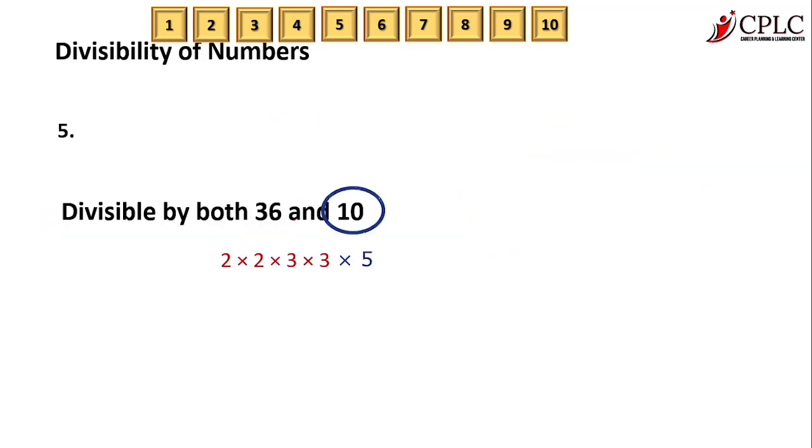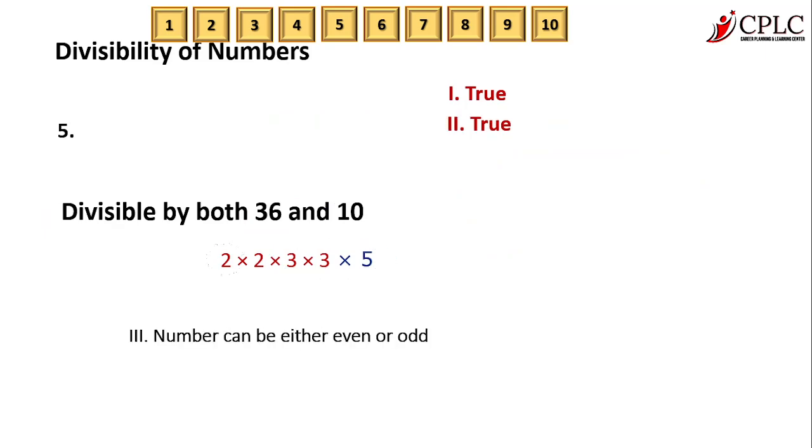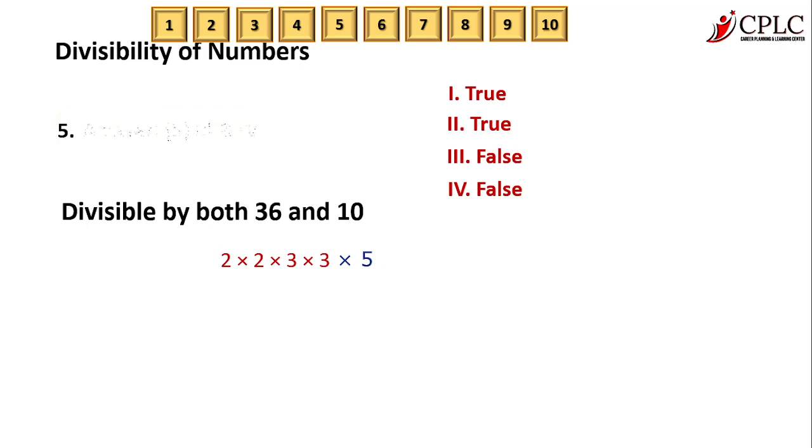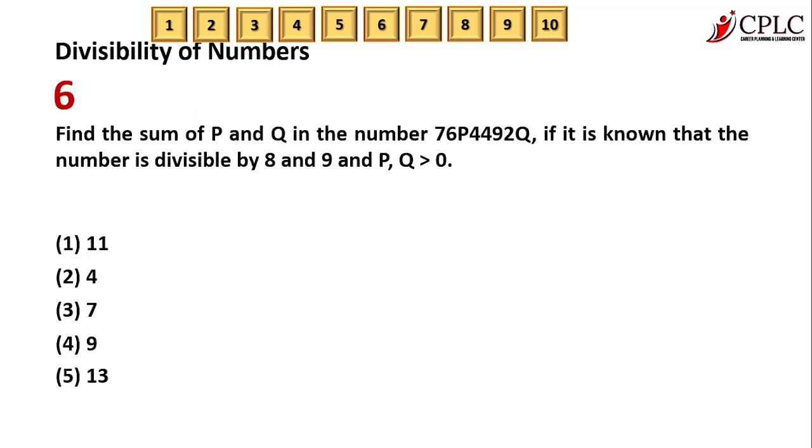Okay, let's look at question number 6 now, which says: find the sum of P and Q in the given number, if it is known that the number is divisible by 8 and also divisible by 9, and provided P and Q both are greater than 0. You can only solve this question if you know the divisibility of 8 and 9 very clearly, and let's first apply that.